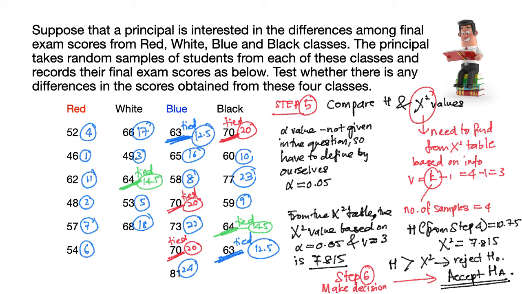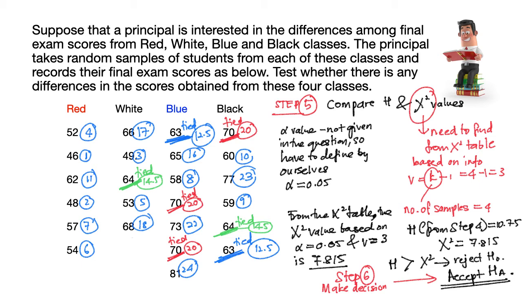Since the number of samples, that is k, in this problem is 4, the degree of freedom is 3. And the alpha value, since it is not given in the question, we have to define by ourselves. So the common value is 0.05. Based on this information, from the chi-square table, we get the chi-square value as 7.815. So this 7.815 is to be compared with the H value that we obtained from step 4, that is 10.75.